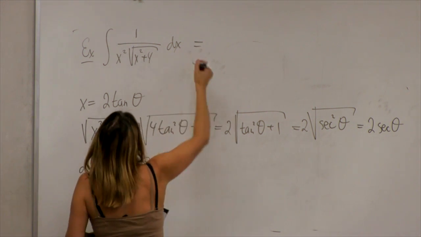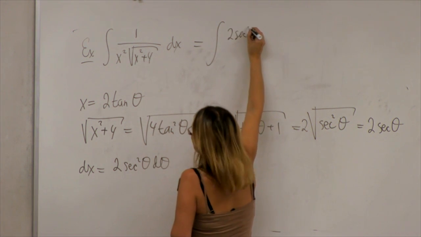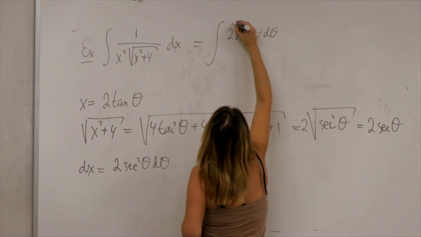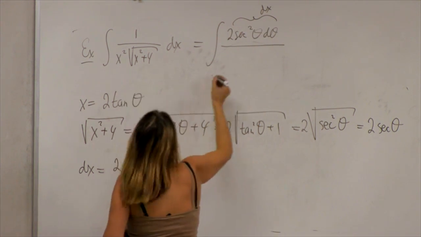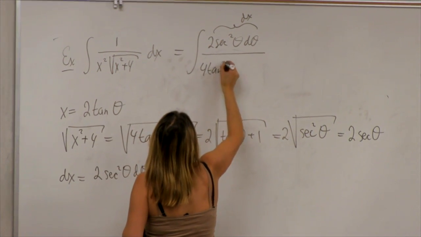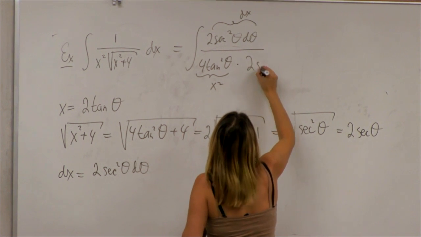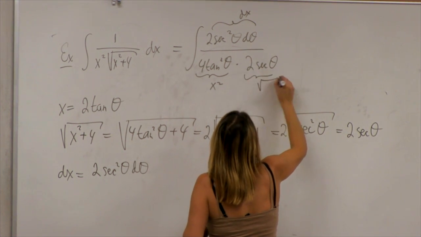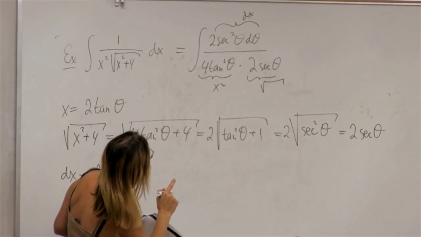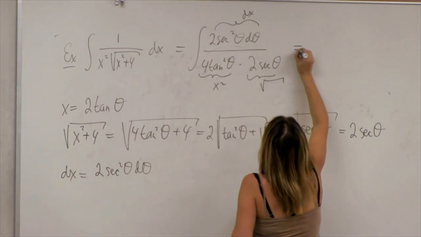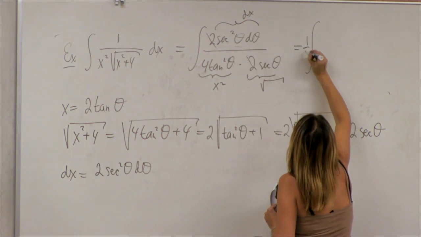And I'm ready to rewrite this. So let's say 2 secant squared theta d theta. This is dx. And in the denominator, I have 4 tangent squared theta. This is x squared. And I have 2 secant theta. This is the square root. And you can see already that something is going to cancel. So what cancels? 2 cancels. So I have 1/4.